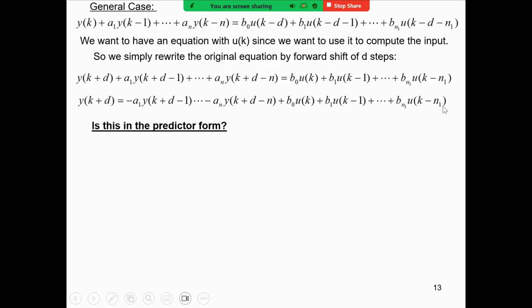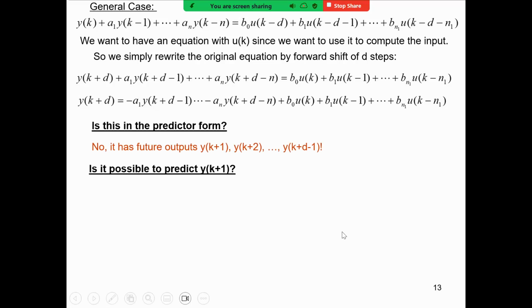is this in the form of a predictor? We have some signals in the future. It has some future outputs, yk plus one, yk plus two, up to yk plus d minus one. So I have to deal with those future signals.